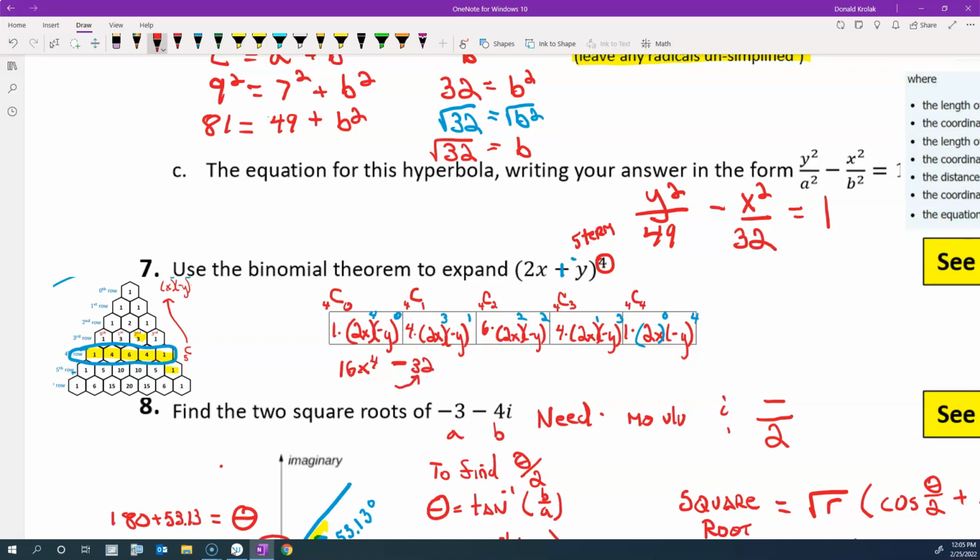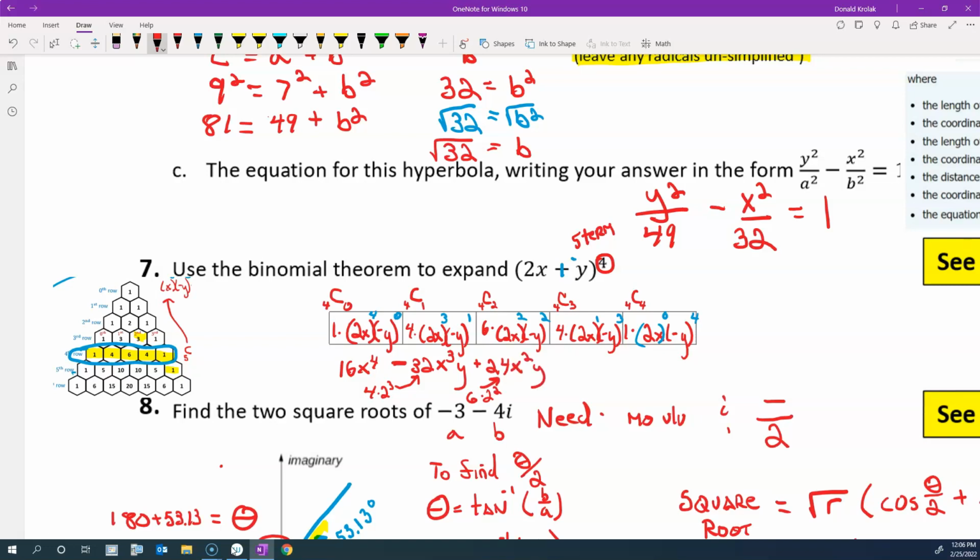So this is 4 times 2 to the third, and then I'm going to have x cubed y. Okay, here the negative is squared, so it's not going to affect it. I'm going to have 6 times 2 to the second, which is 4. That's 24. So I got that by going 6 times 2 squared, and then x squared y.